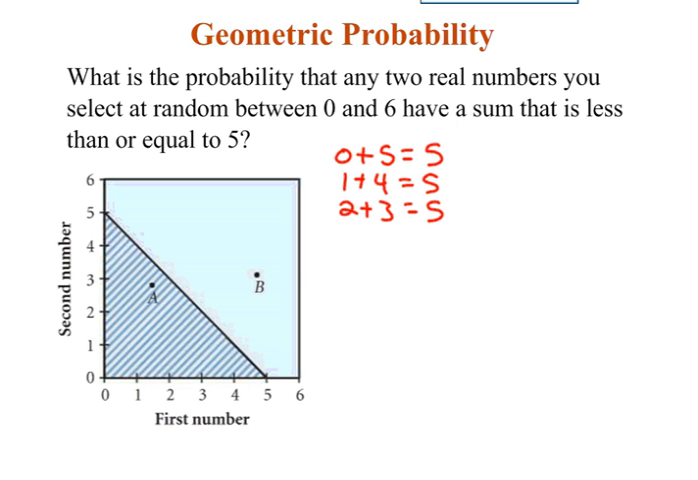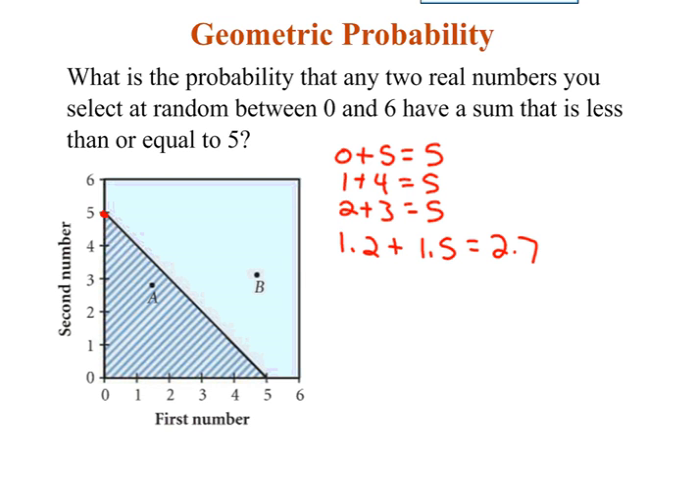Like if we took 1.2 plus 1.5, that would be 2.7. That's less than 5, right? There are a whole lot of options. That's why there's a graph here. Let's understand the graph.